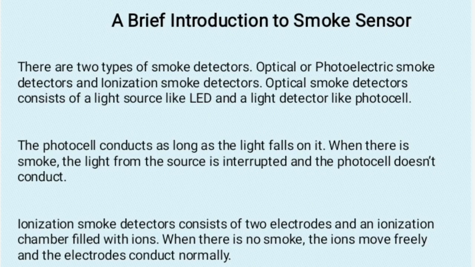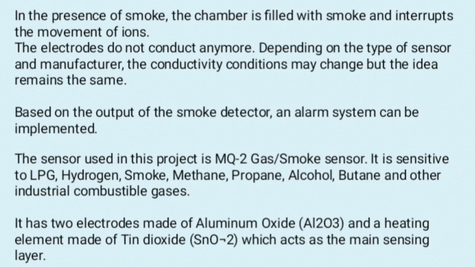Now, ionization smoke detectors. Ionization smoke detectors consist of two electrodes and an ionization chamber filled with ions. When there is no smoke, the ions move freely and the electrodes conduct normally. In the presence of smoke, the chamber is filled with smoke and interrupts the movement of ions. The electrodes do not conduct anymore. Depending on the type of sensor and manufacturer, the conductivity conditions may change, but the idea remains the same. Based on the output of the smoke detector, an alarm system can be implemented.